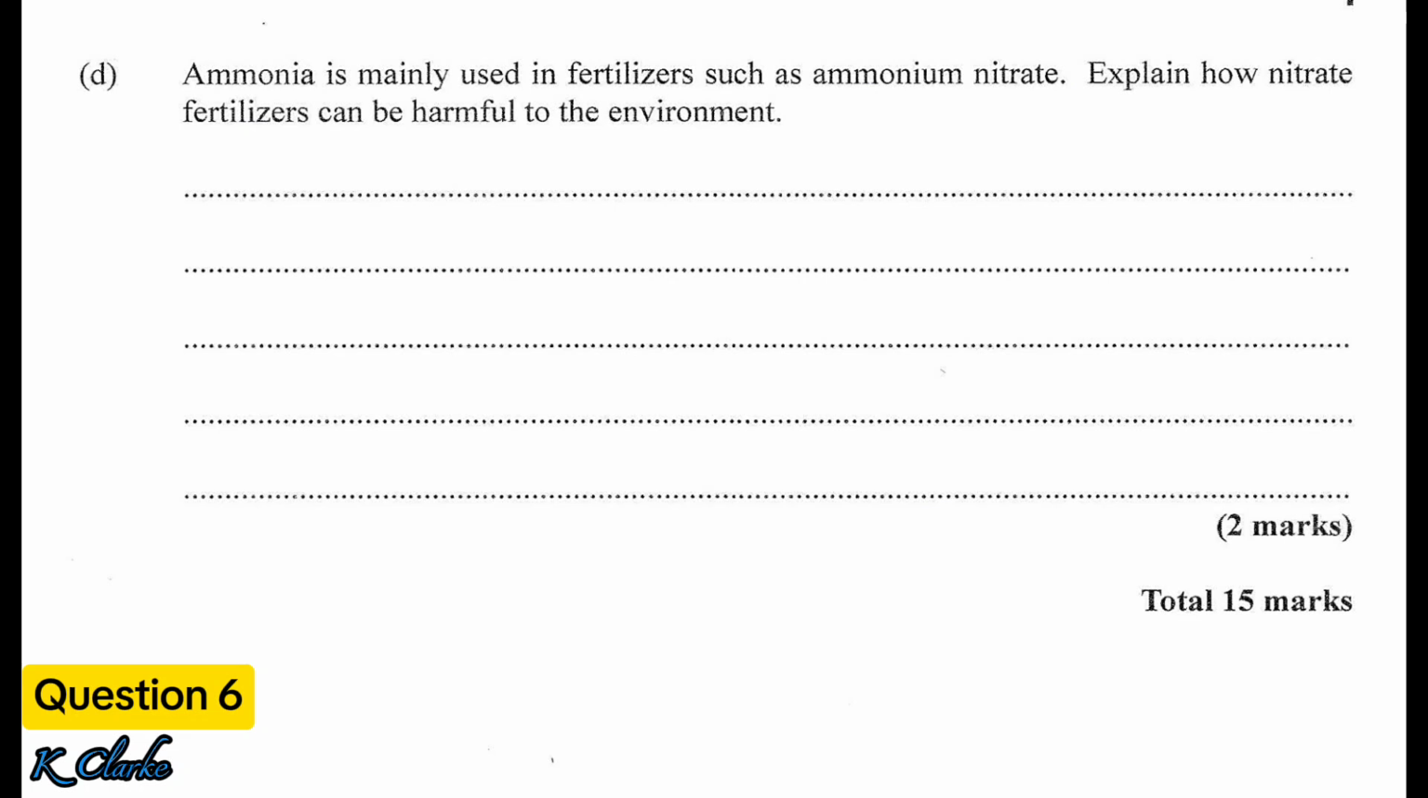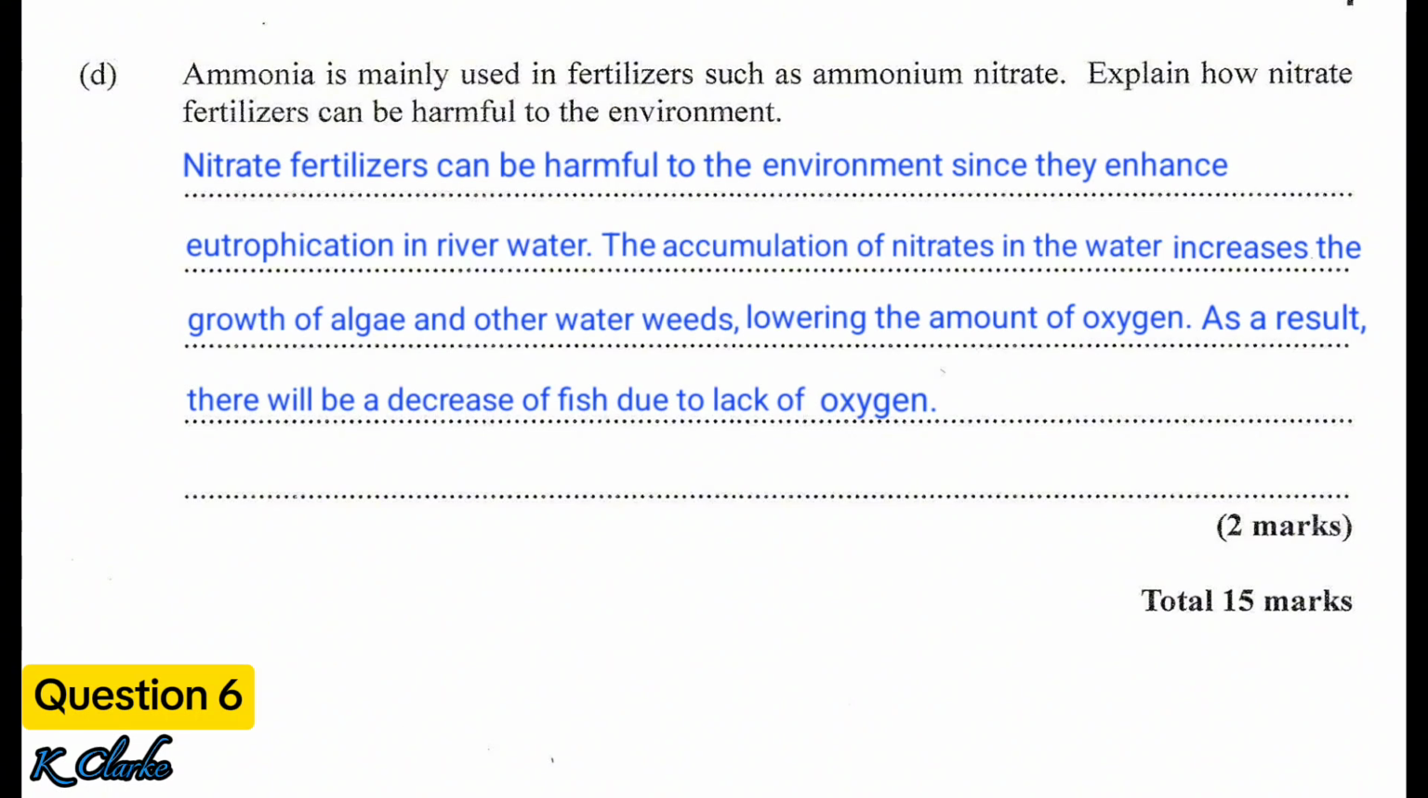D. Ammonia is mainly used in fertilizers such as ammonium nitrate. Explain how nitrate fertilizers can be harmful to the environment. Nitrate fertilizers can be harmful to the environment since they enhance eutrophication in river water. The accumulation of nitrates in the water increases the growth of algae and other water weeds, lowering the amount of oxygen. As a result, there will be a decrease of fish due to lack of oxygen.